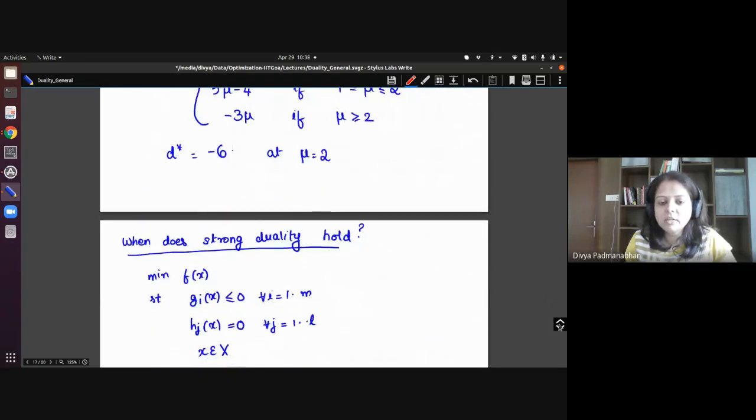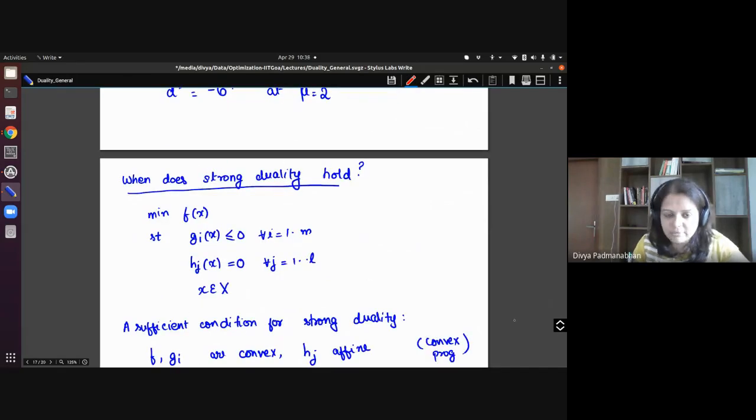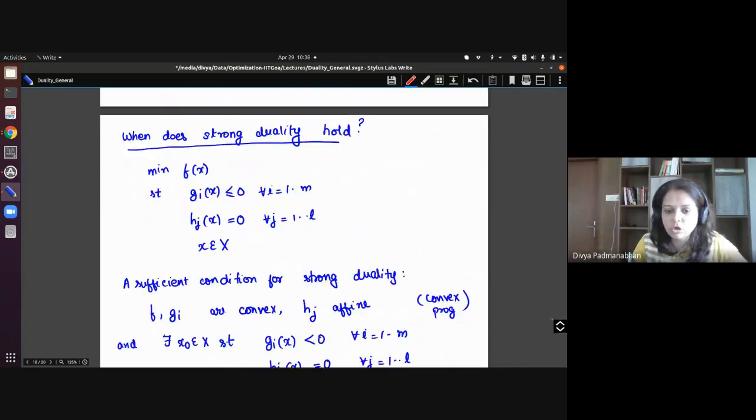So in general, when does strong duality hold? Again, the problem that we are considering is where you want to minimize the function and you have some inequalities and equalities. Now, a sufficient condition for strong duality is, one thing, when all these functions are convex. So f, g, and h are all convex functions. And in particular, for the equality constraints to be convex, there is no other way but to have affine or linear functions.